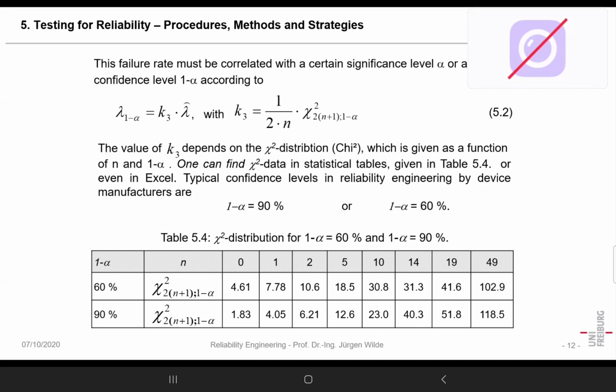So that means maybe the part is not so unreliable, but can we rely on that data? The probability that the value is not true is quite high.